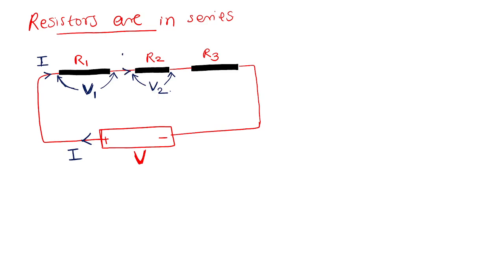In series, the current remains the same. Through each resistor, the current will be same. V3 is the potential difference across R3. The work done to transfer a unit charge from this point to this point, that is V3.